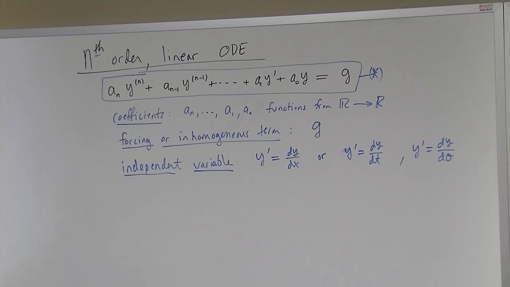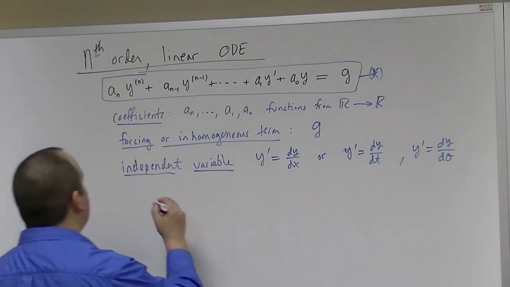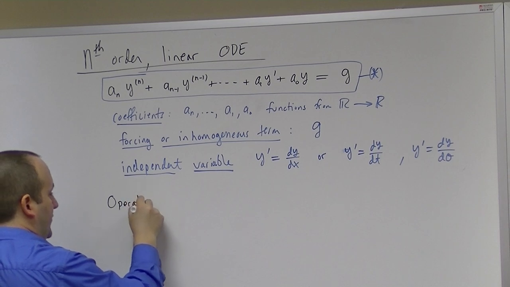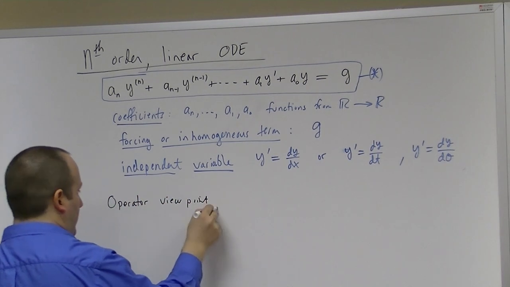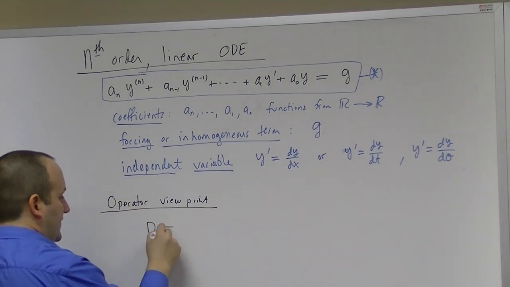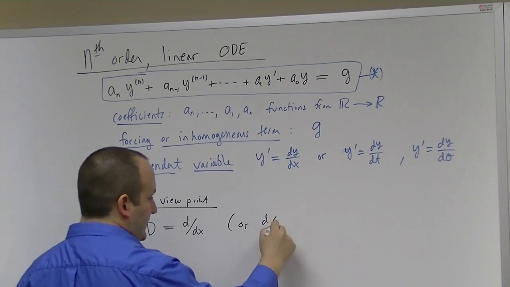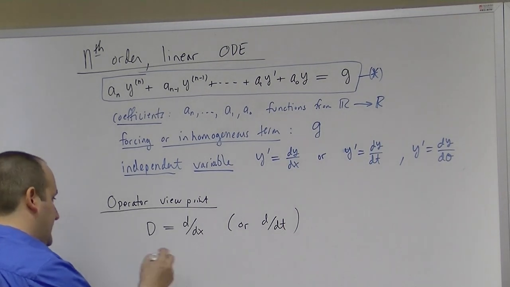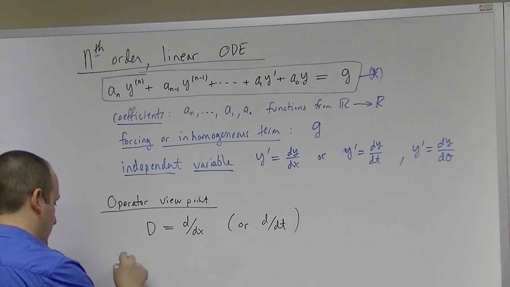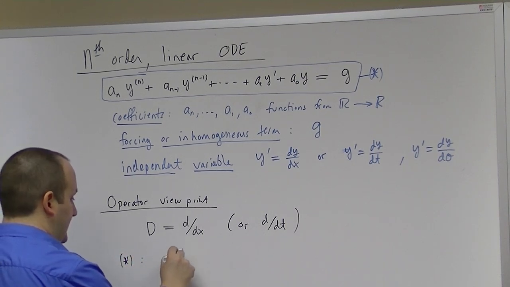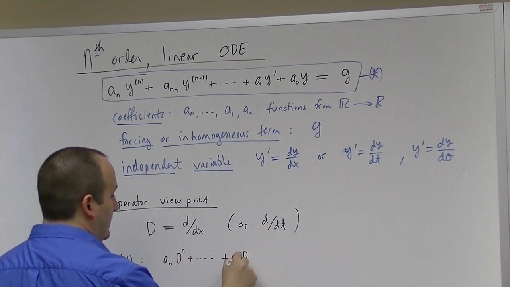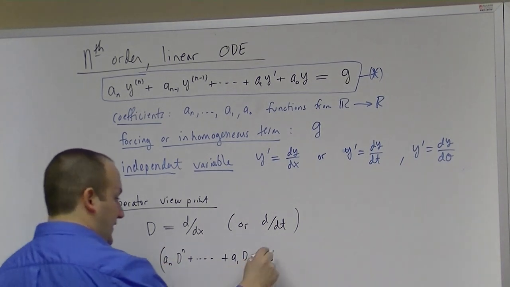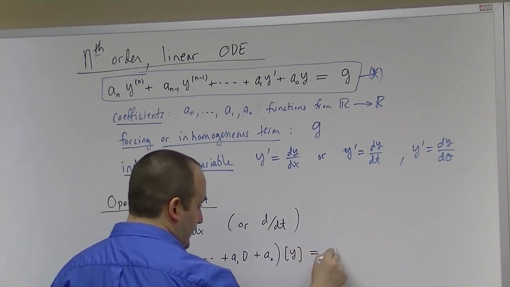I would like to point out that we can rewrite this differential equation as an operator acting on y. So, what operator is that? I'll talk to you immediately about the operator's viewpoint. Basically here we're going to have D equal to d/dx, or d/dt, as appropriate. I don't want to commit to x or t. In that notation, we can say that star is really a_n D to the n, plus and so on, plus a_1 D, plus a_0. That whole thing is an operator acting on y equal to g.